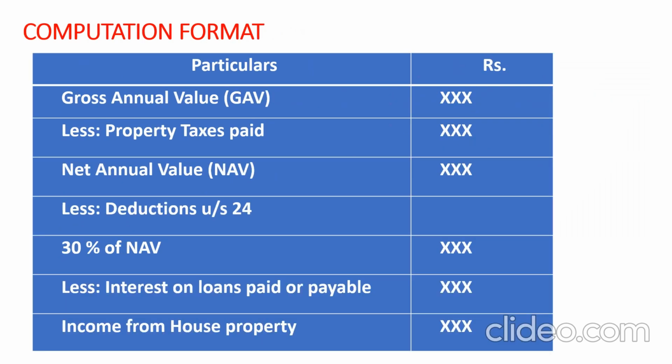So what is the computation format? Gross annual value is XXX. From that you subtract the property taxes or the municipal taxes paid to the local authority. We get the net annual value. From that, you reduce the deductions under section 24, which is 30% of NAV, and then interest on loans paid or payable, and we have the income from house property.